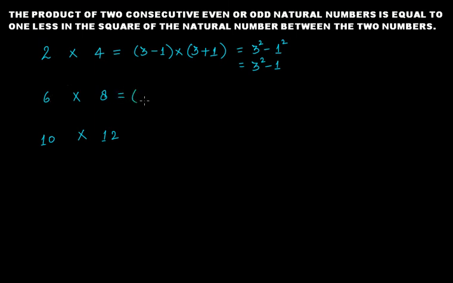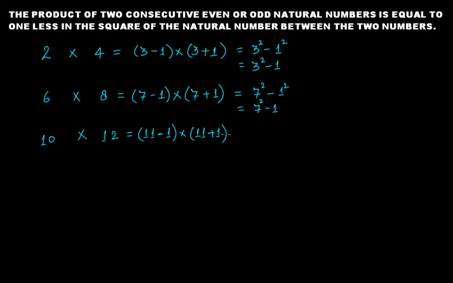Same thing here. Can we write this 6 as 7 minus 1? Yes. And can we write this 8 as 7 plus 1? Yes, we can. And this becomes 7 squared minus 1 squared, that is 7 squared minus 1. Now, which number lies between 6 and 8? That is 7. So again this pattern shows that 7 squared minus 1 means 1 less than the square of the natural number between the two numbers. And the same thing we can do for this one. This can be written as 11 minus 1, and this can be written as 11 plus 1, 12, and from here you get 11 squared minus 1.